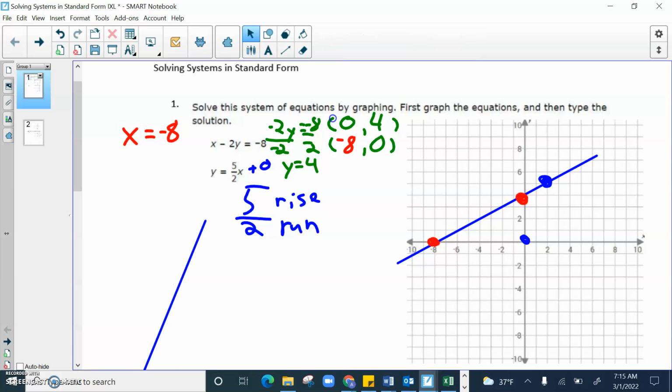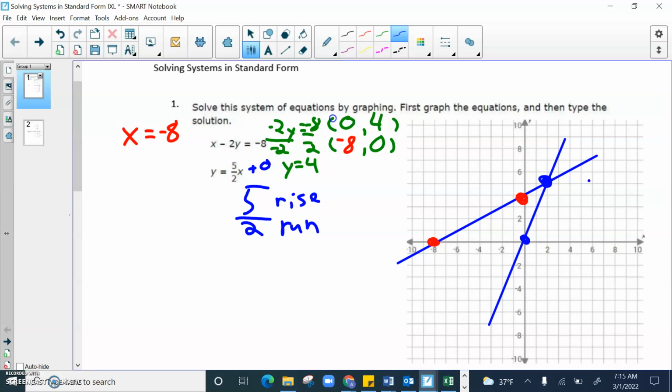And then take out your ruler. Draw a line. You realize that's where the line meets. Now that point, or our solution, is where they meet. One solution is at point 2, 5.